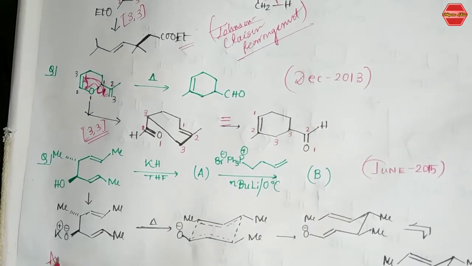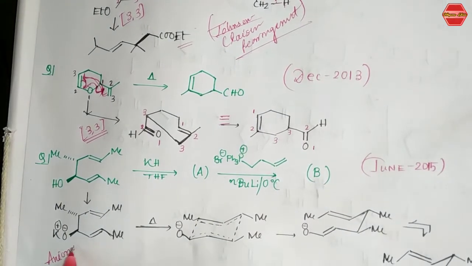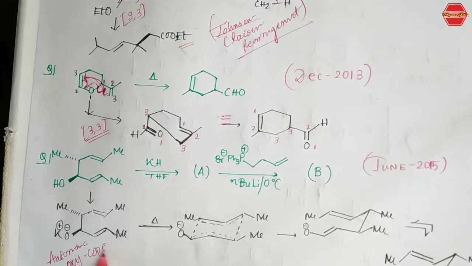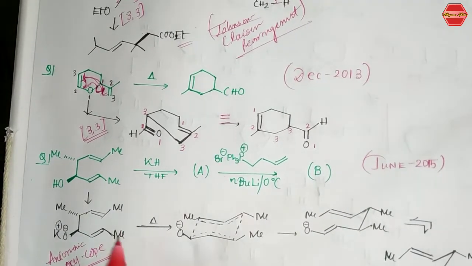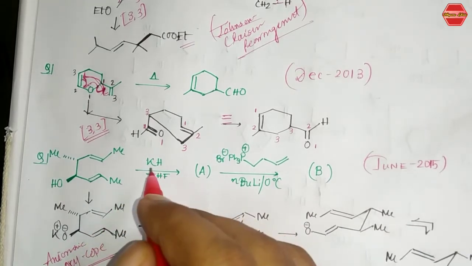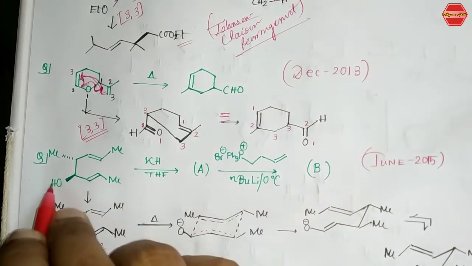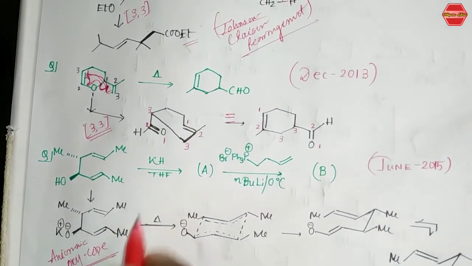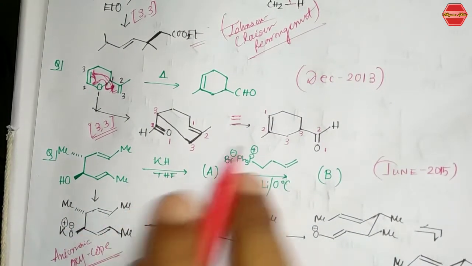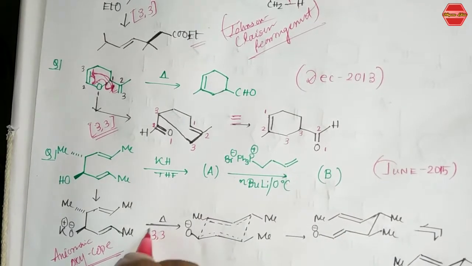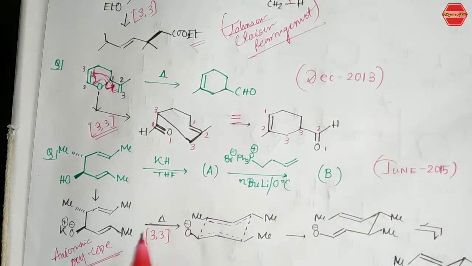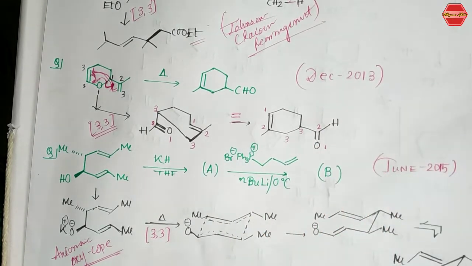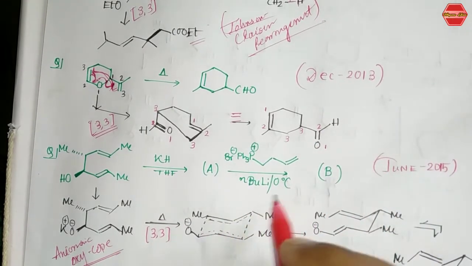Oxy-Cope rearrangement, right? So this is basically the anionic Oxy-Cope rearrangement. We all know that KH takes a proton from this OH, so you are getting this O minus over here. Now if you heat this compound, then we all know that there is a possibility of 3,3 sigmatropic rearrangement, and this 3,3 sigmatropic system basically undergoes a chair-like transition state. So you are getting this chair-like transition state.